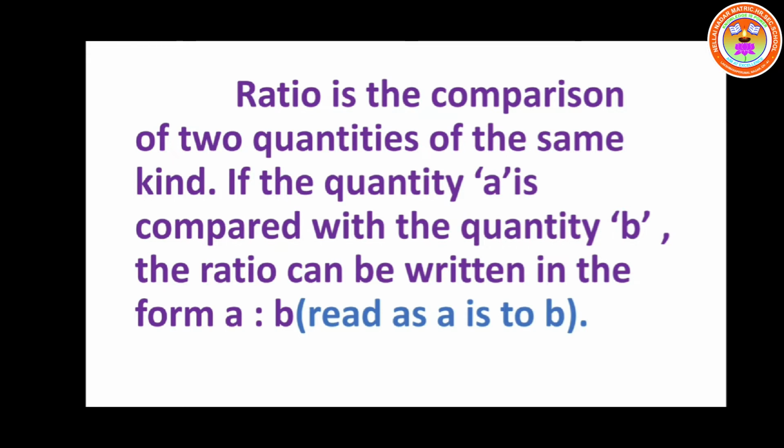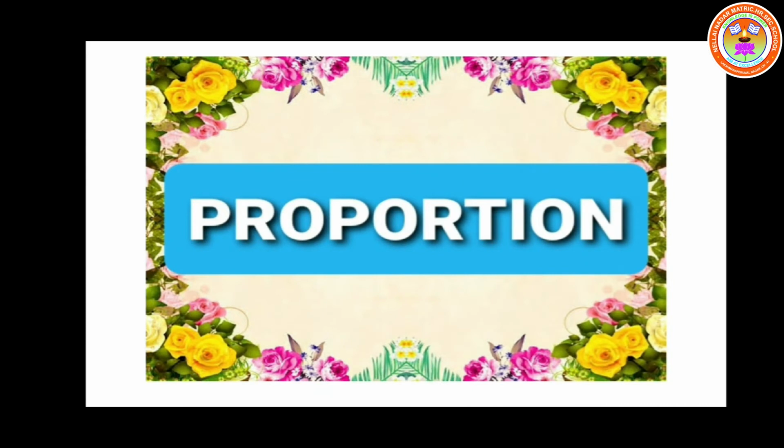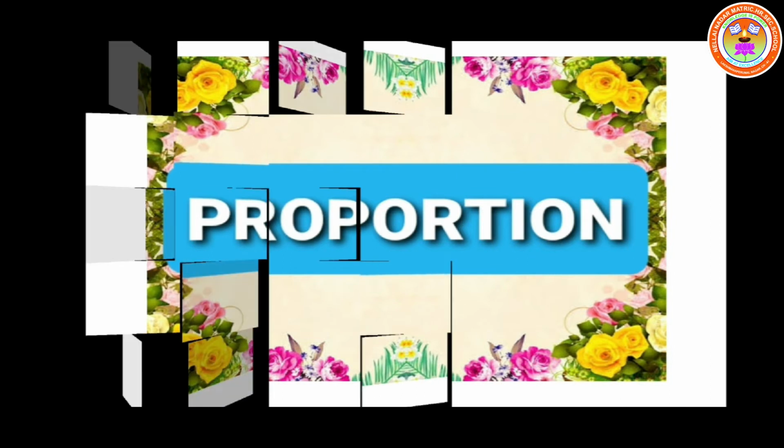Okay, children, let us revise once again. Ratio is the comparison of two quantities of the same kind. If the quantity A is compared with the quantity B, the ratio can be written in the form of A is to B. Okay, children. Our ratio part is over. Now let us move on to the proportion. Let us see what is proportion.